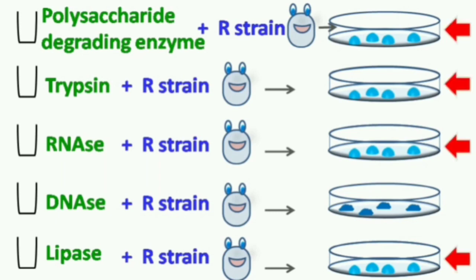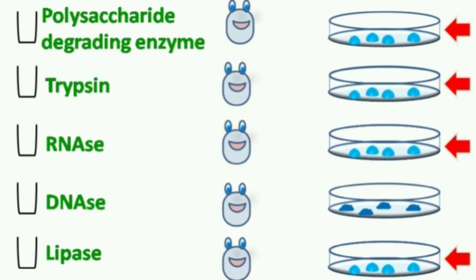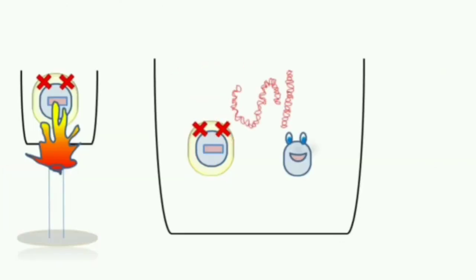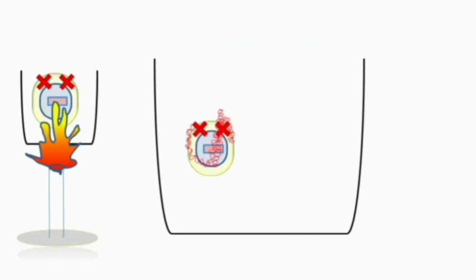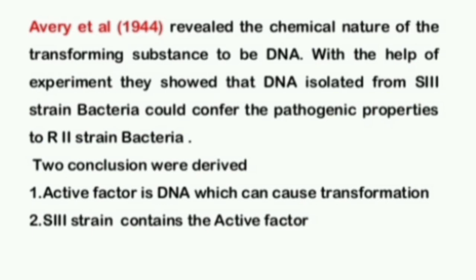These scientists carried out the same experiment exactly as Griffith but with some changes and reached this conclusion, that DNA is the genetic material for the transformation, so that the mice lived when heat-killed smooth strain was treated with DNase. The experiment revealed the chemical nature of the transforming substance to be DNA.